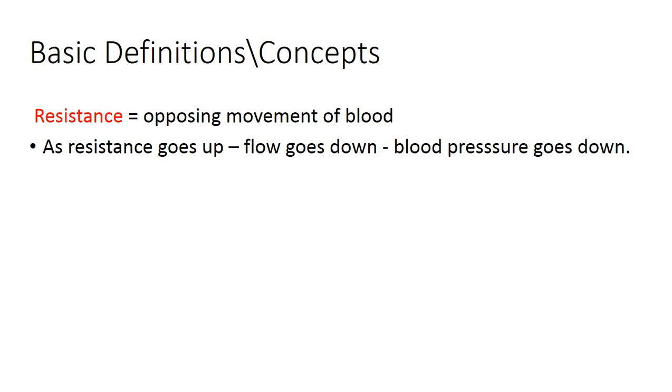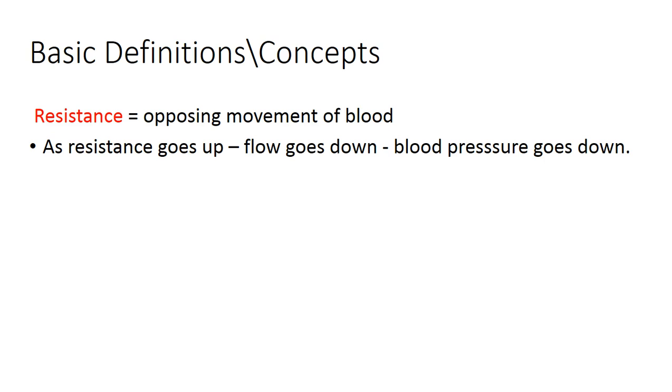All right, so what affects blood flow through the vessels? Resistance is going to oppose movement of blood. As soon as that blood is pumped from the heart, there is resistance that decreases the flow. So as the resistance goes up, the blood flow goes down, and blood pressure goes down. If we start from the heart and go through the arteries, arterioles, and capillaries, the resistance is going to go up, the flow is going to go down, and the blood pressure is also going to go down.